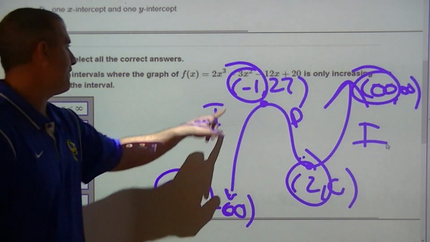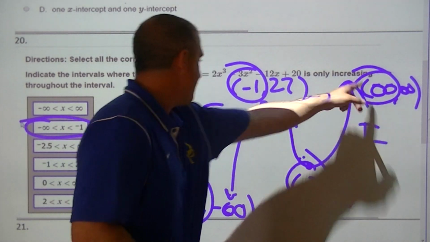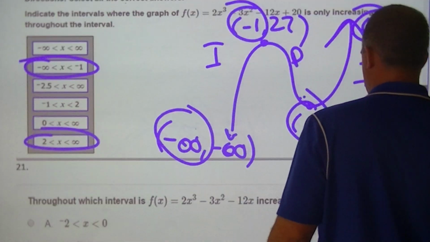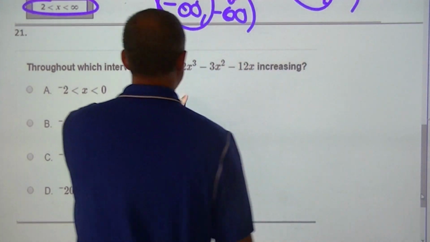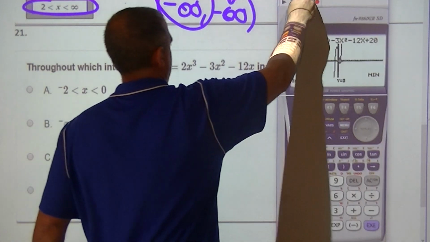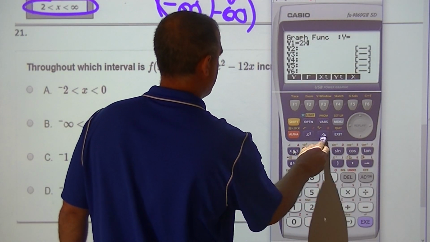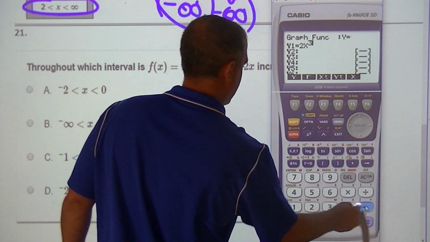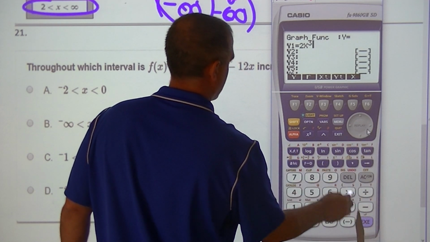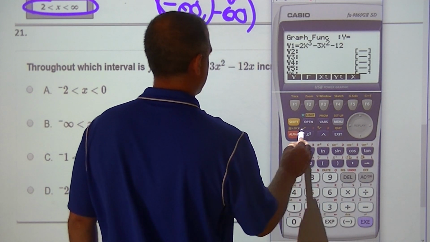So that's negative infinity to negative 1, that would be this one. And then it would be 2 to infinity, which would be this one. Okay? All right, same thing here. I'm going to go in. 2x cubed minus 3x squared minus 12x.